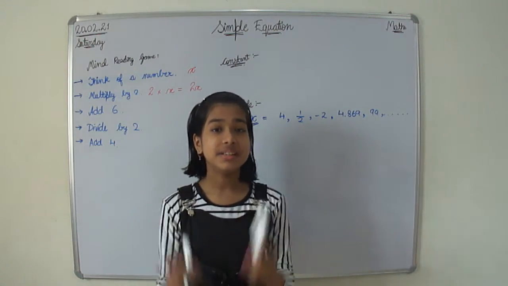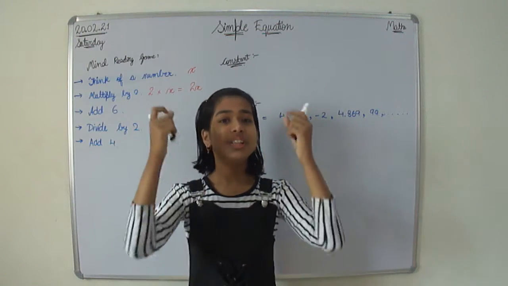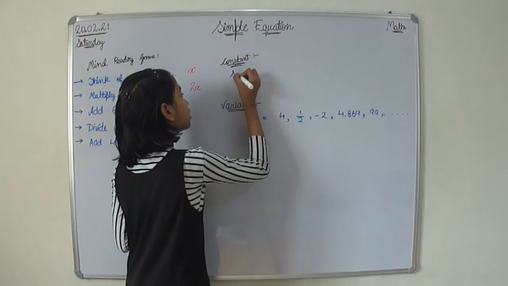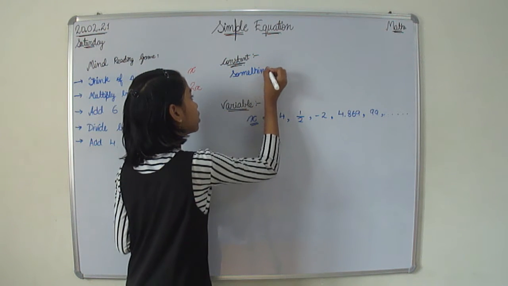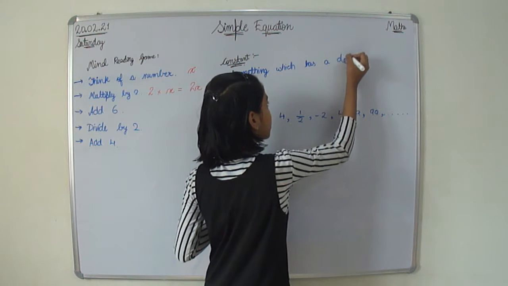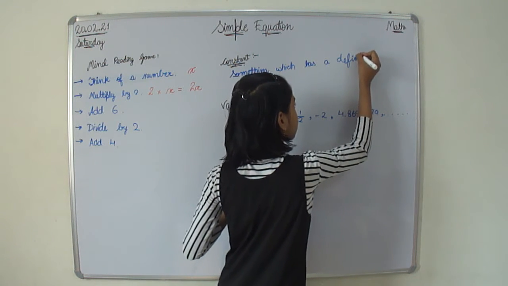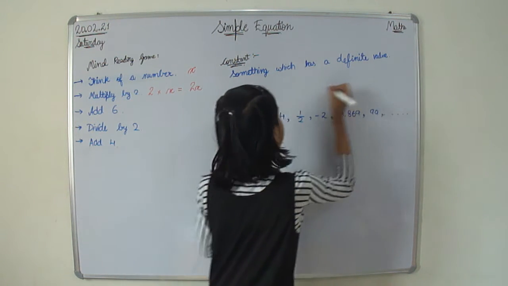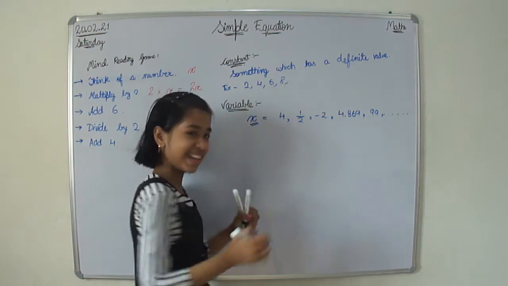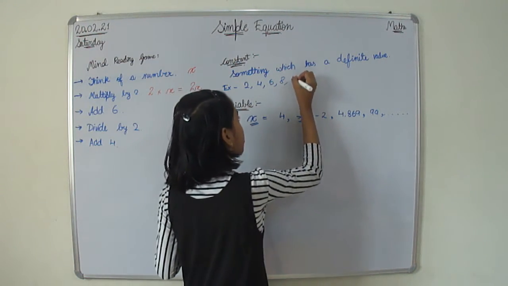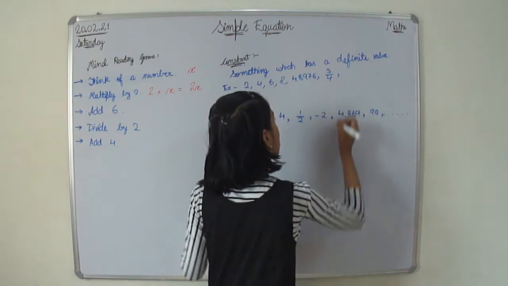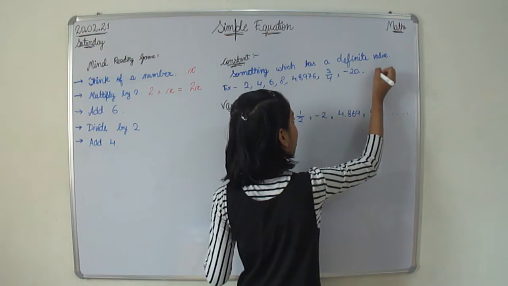Now, a constant is something which has a definite value. For example, like 2, 4, 6, 8. Okay, I am writing the table of 2. And you can take 4.8976 or 3 by 4 or 3/4 or let's say -20 and so on.